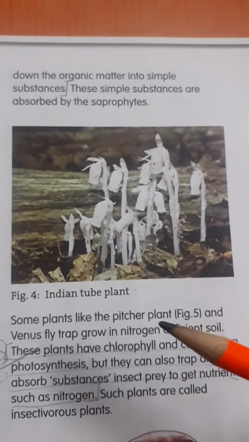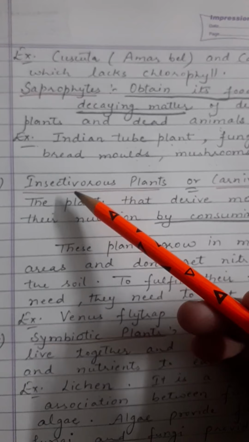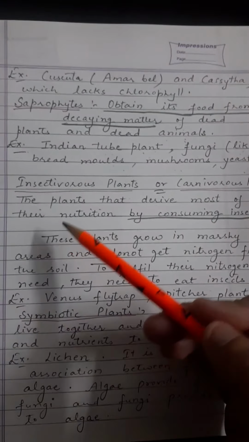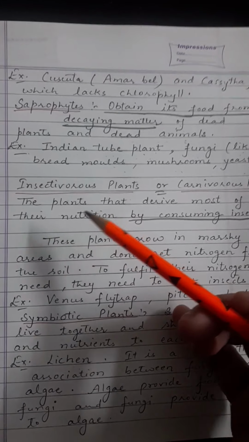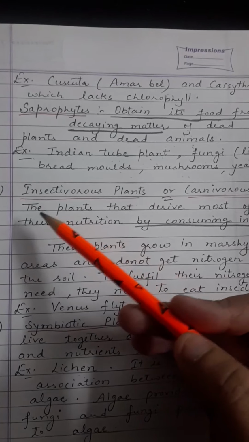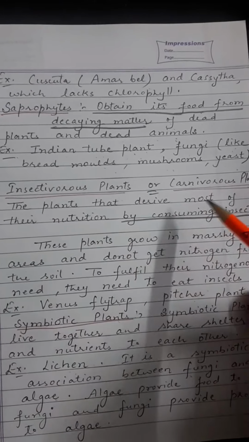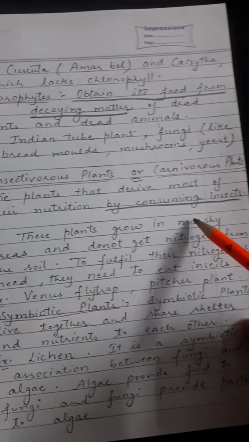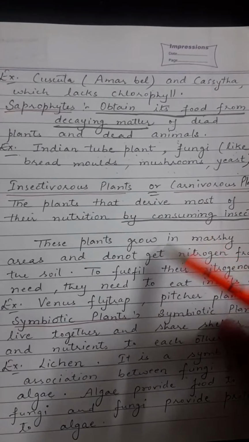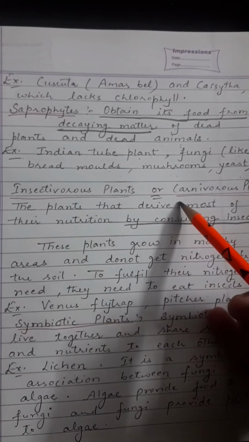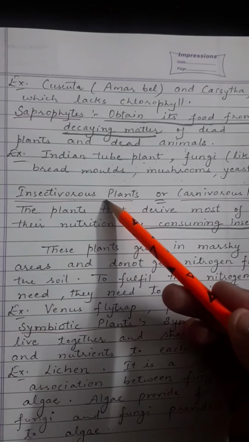These are saprophytes. Okay. Next part is insectivorous plants. Insectivorous plants are also called carnivorous plants. As we know the meaning of carnivorous, similarly in the case of plants, the plants are also insectivorous, right? These are plants that derive most of their nutrition by consuming insects. They eat insects, right? That's why we call them carnivorous plants or insectivorous plants.